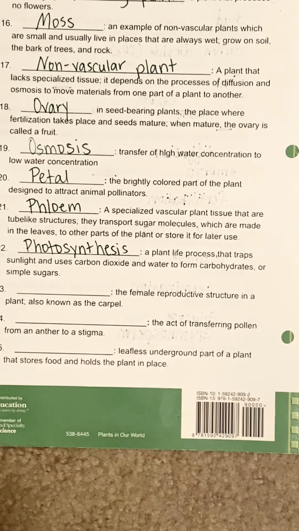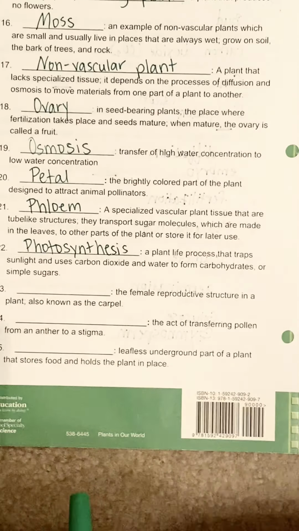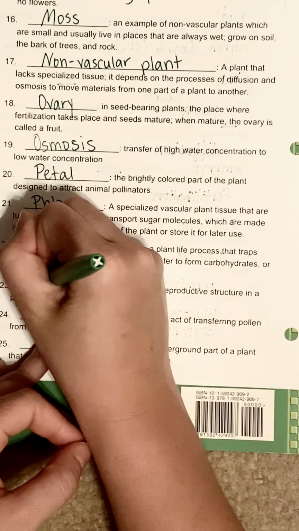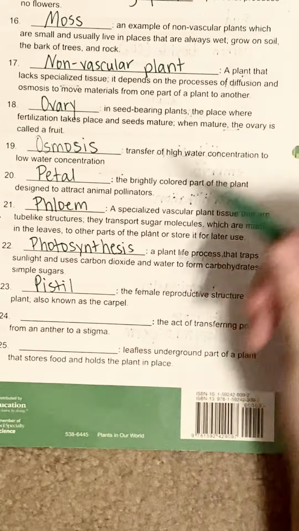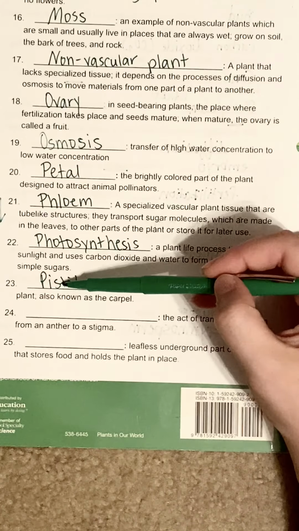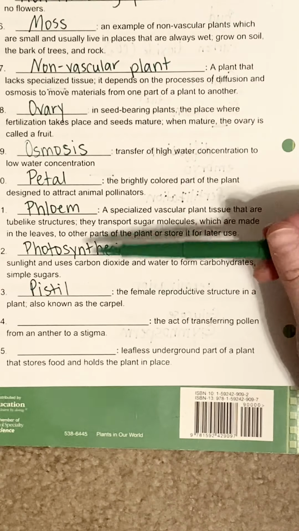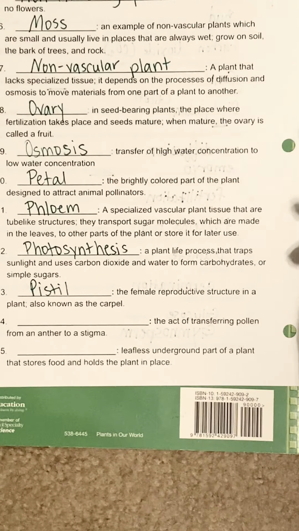Number 23, the female reproductive structure in a plant, which is also known as the carpel. This has two different names. If it's not called the carpel, it's called the pistil. Now, be careful, this is not pistol like pew-pew pistol. That kind of pistol is spelled P-I-S-T-O-L. This kind of pistil, talking about the female part of the flower, is P-I-S-T-I-L. Okay, the pistil.